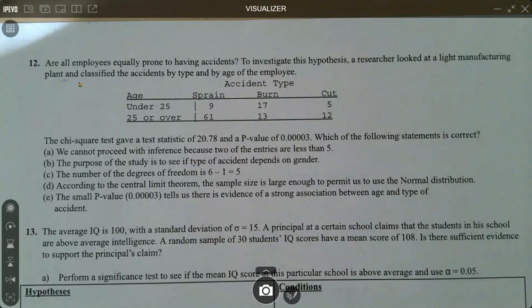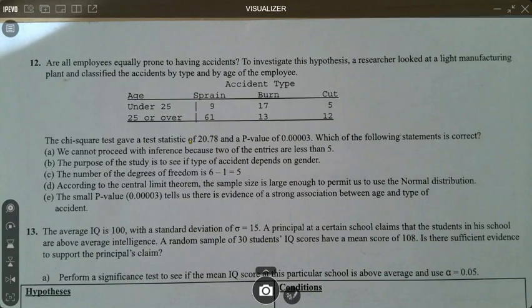All right, now we're looking at question number 12. It's the same question as the previous problem, but now they give us a test statistic and a p-value. We want to know which of the following statements is correct. A says we cannot proceed with inference because 2 of the entries are less than 5. Well, first of all, 2 of the entries are not less than 5. And that's only with the expected count. If you actually do the expected counts, none of them are less than 5. So it cannot be A.